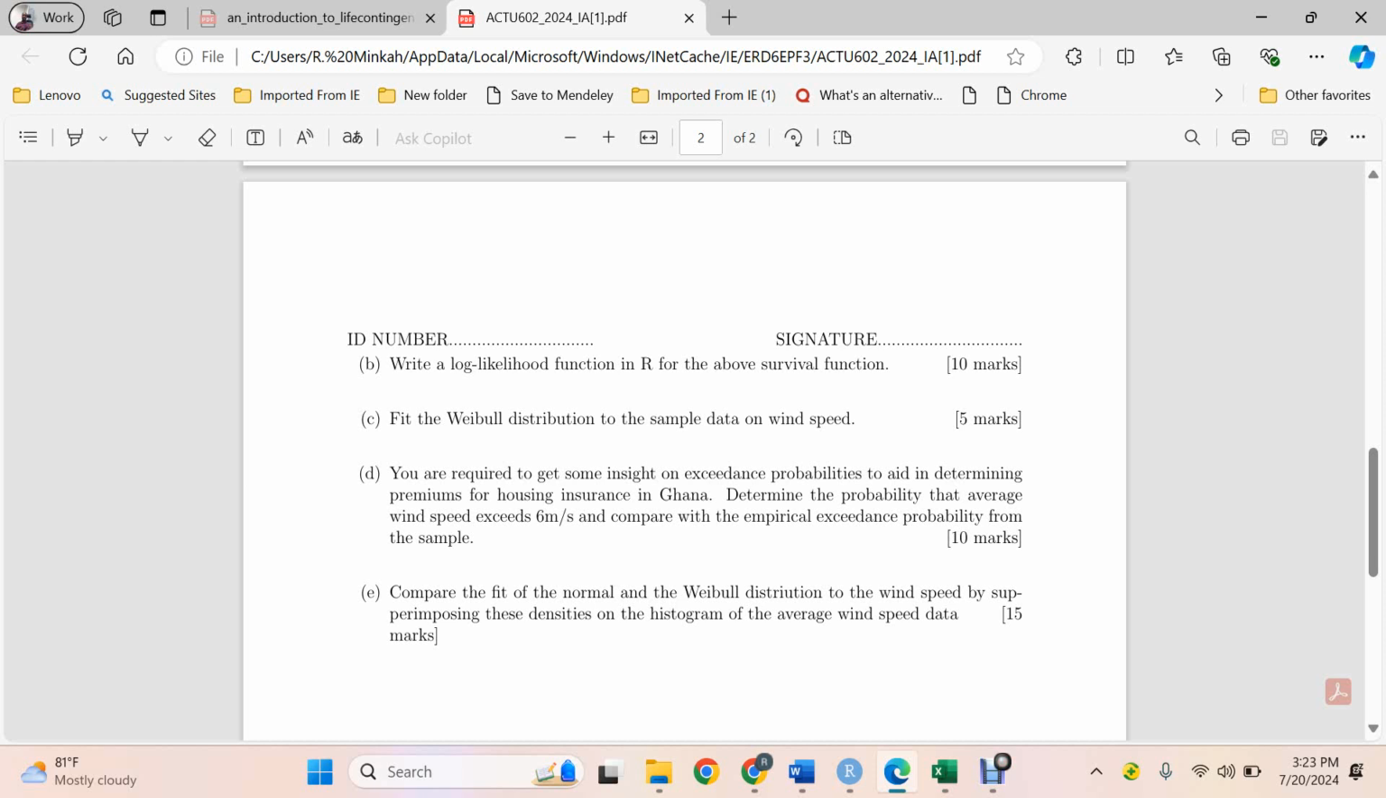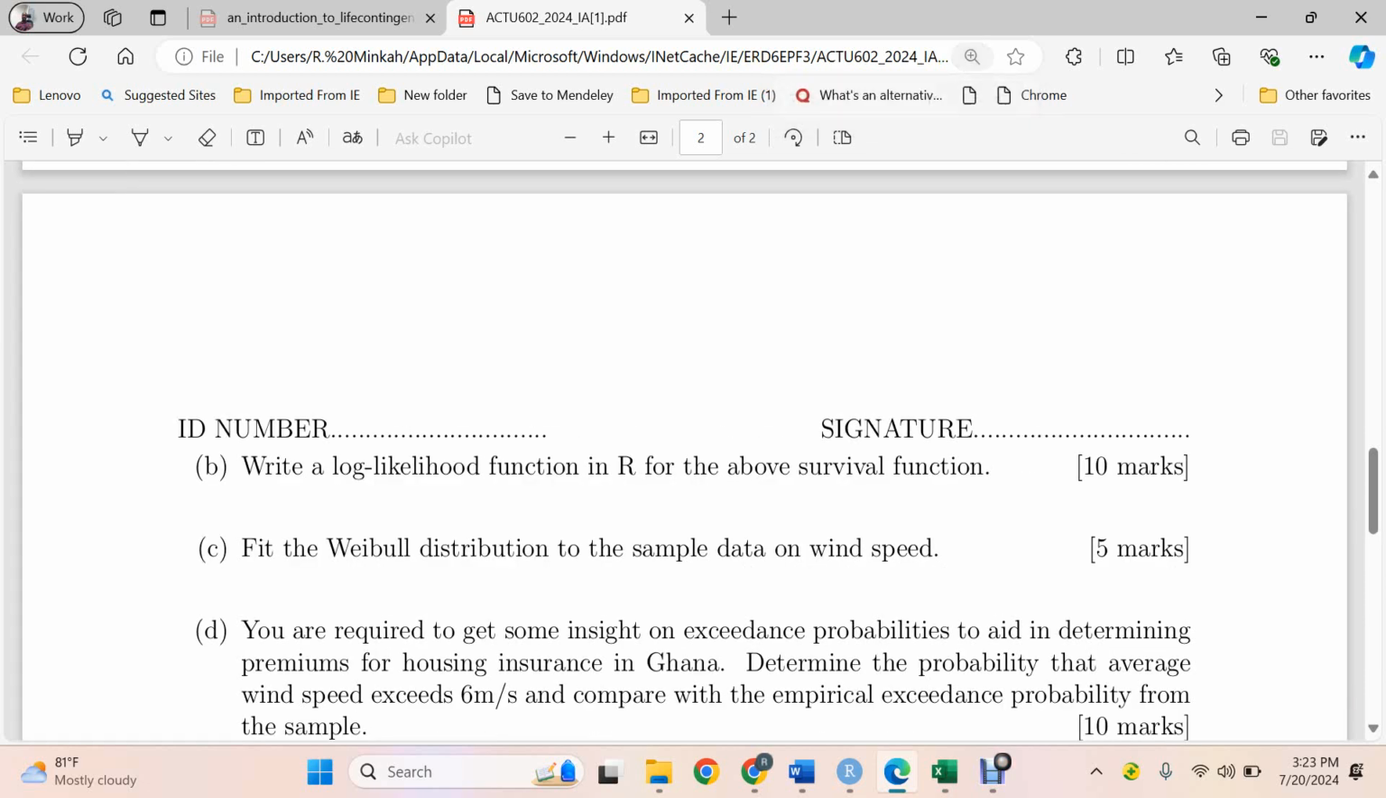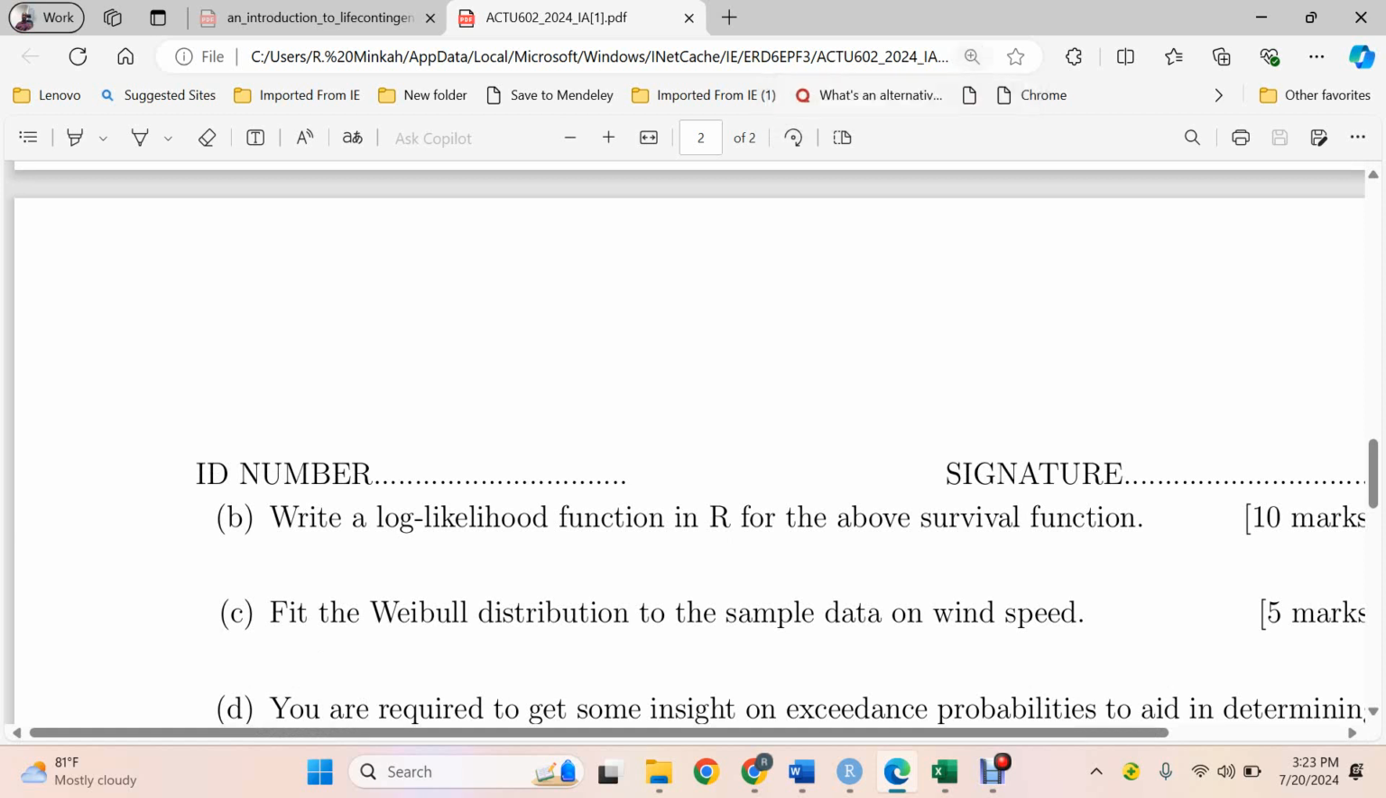But the next thing is to check which one fits the tail well. Because you may have a distribution that will fit the central part of the data well, but you are interested in the extreme part of the data. The one we did there, you realize that the central part and the left side were very okay, but when you go to the extreme, you are able to superimpose it over the top of the bar. It means it is underestimating the frequencies.